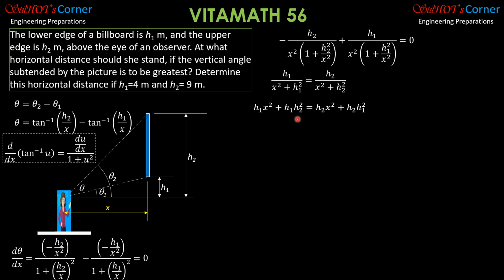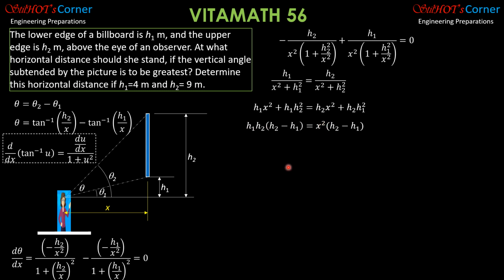Let's factor out h1 h2. And for these two terms, common is x squared. So we transpose this to the left and write this as h1 h2 quantity h2 minus h1 equals x squared quantity h2 minus h1. We also transpose h1 x squared to the right. So that would be the expression. We then cancel out h2 minus h1, which is a common factor on the left and right side of the equation. Then finally, we can derive x equals square root of h1 h2.